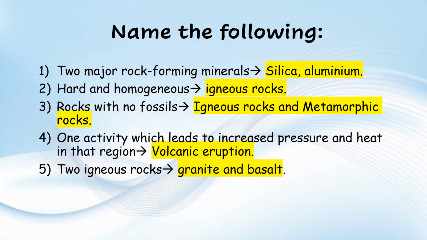Then name the following. Two major rock forming minerals: silica, aluminium. We had four, any two we have to write. Which is hard and homogeneous? Igneous rocks. Rocks with no fossils: igneous and both metamorphic rocks. Then two igneous rocks: granite and basalt. And one more is also of volcanic eruption.